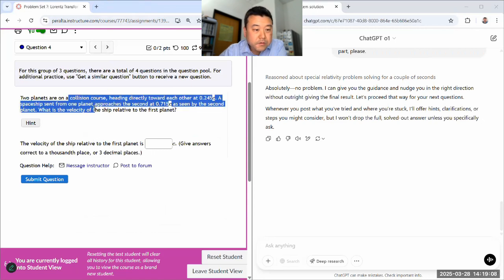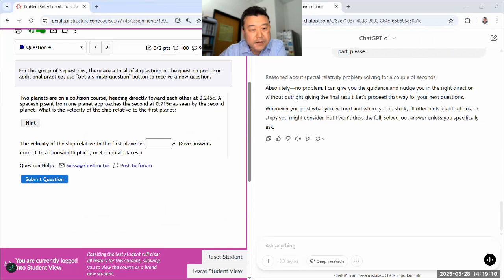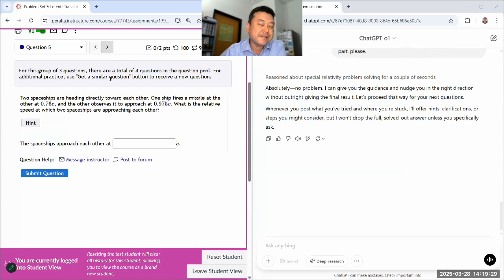Planets on a collision course. This is still a relative velocity question, I think. Why are there so many relative velocity questions? Which is weird because I think in the lecture I specifically don't lecture on relative velocity. I just tell you, look up the formulas in the textbook, because it doesn't fit nicely into four-vector formalism.